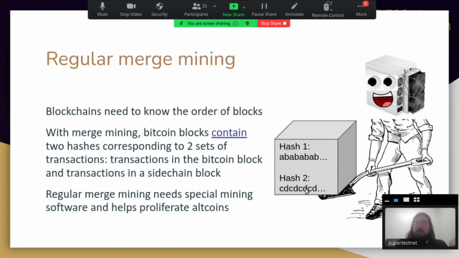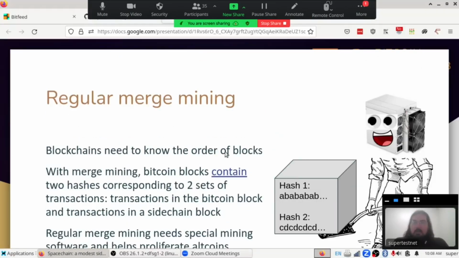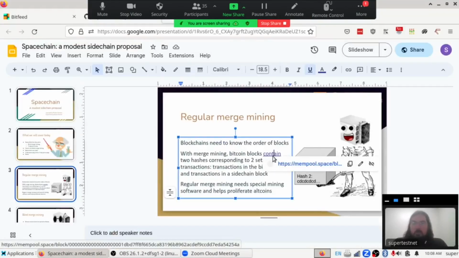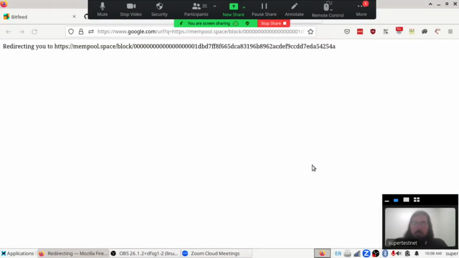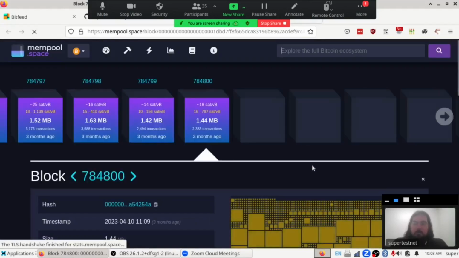And so that allows you to have one set of miners doing one set of proof of work on Bitcoin, but that proof of work is also valid for a totally separate blockchain. Yeah, it allows you to do this thing where Bitcoin blocks contain two hashes corresponding to two sets of transactions. And I actually have an example here because we've been doing merge mining in Bitcoin for a very long time.